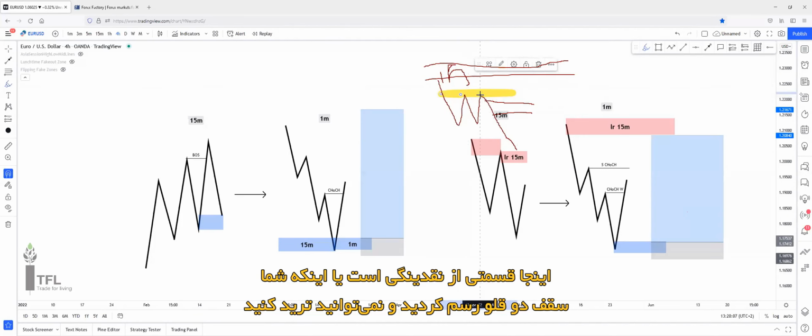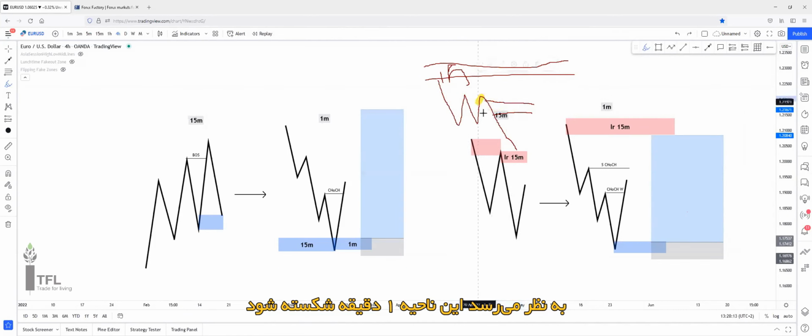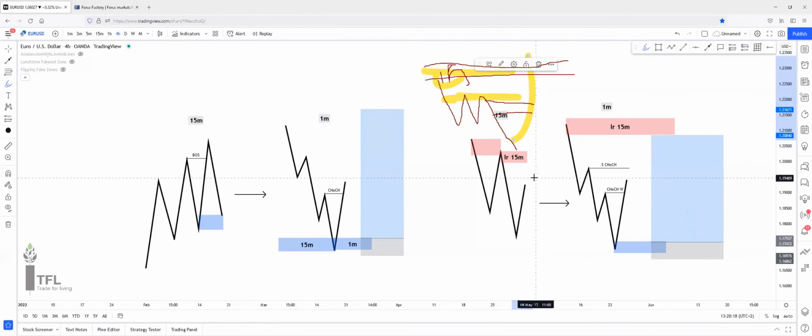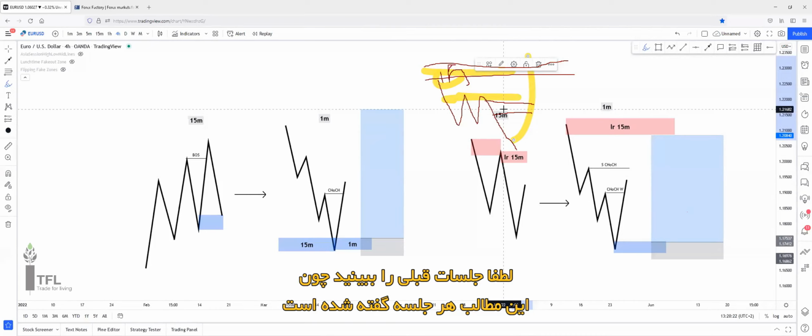You even drew the double taps, first tap, second tap. You can't open a position inside of a liquidity pool. So more likely this POI will be swept, because this is part of the liquidity and the upper one will be tapped. Everything moved around liquidity.